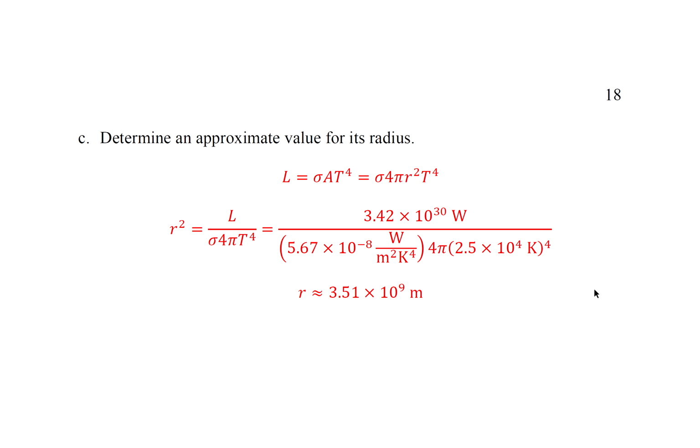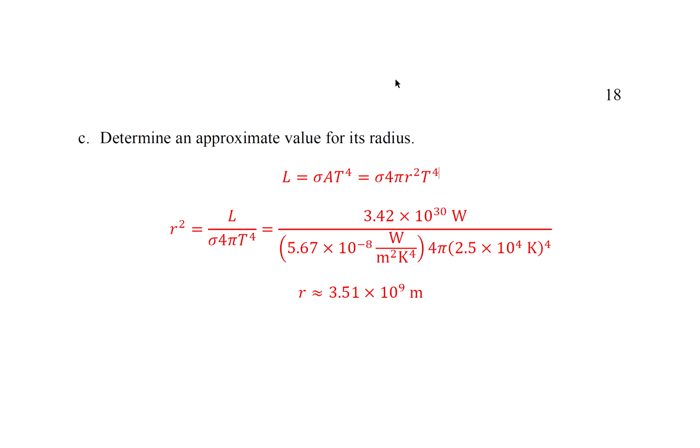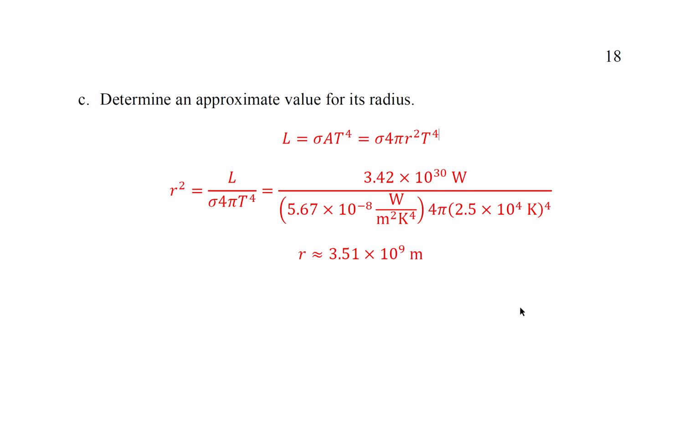Part C, determine an approximate value for its radius. You're going to remember this from an earlier video. Luminosity is sigma A T to the 4. A is the surface area of the sphere, 4 pi r squared. Let's solve for r squared, then take the square root.